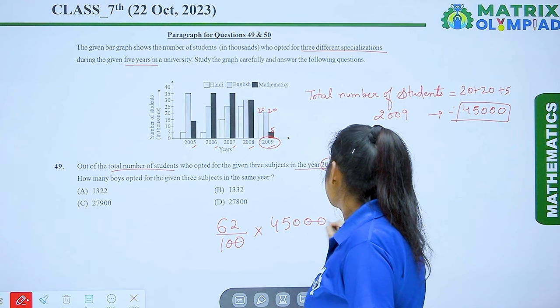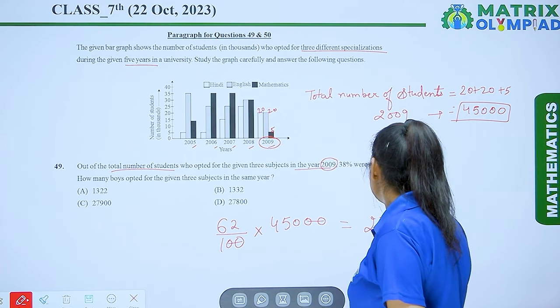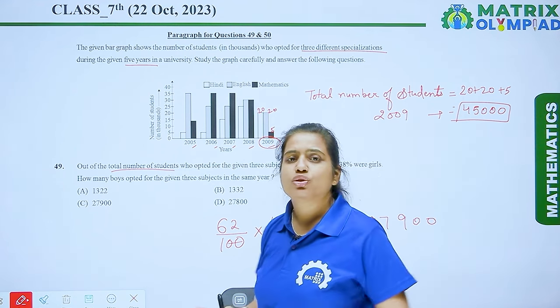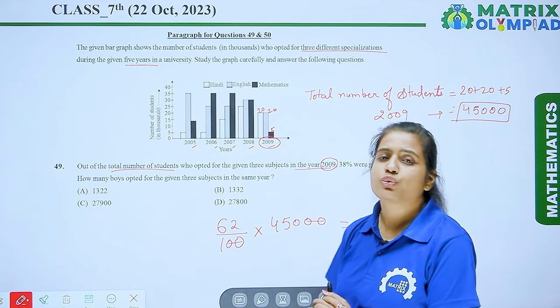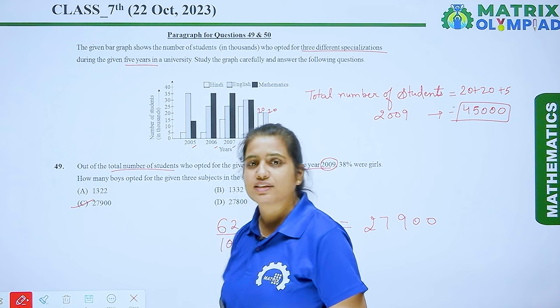So here, after cancellation, we get 27,900. So the total number of boys was 27,900. Here, option C is the correct answer.